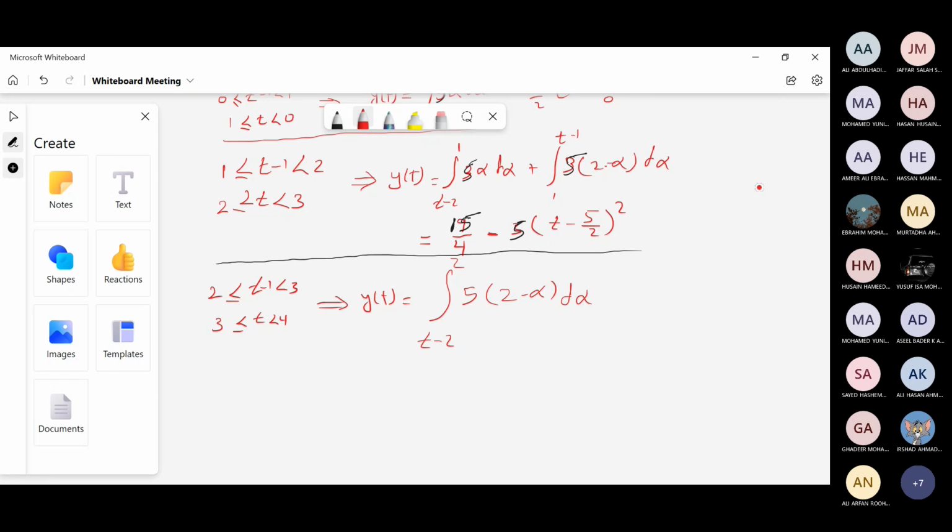So just again, it is calculus here. So solve this one. If you solve it, it becomes 5 over 2 (t minus 4) all squared.